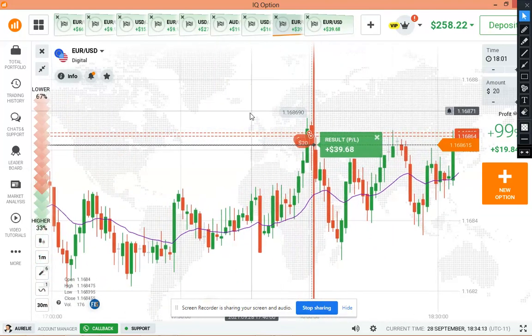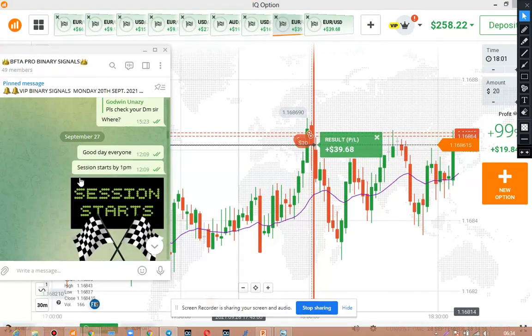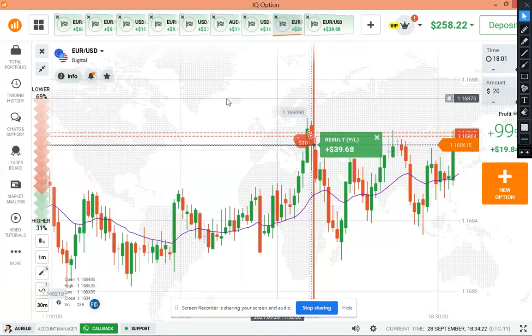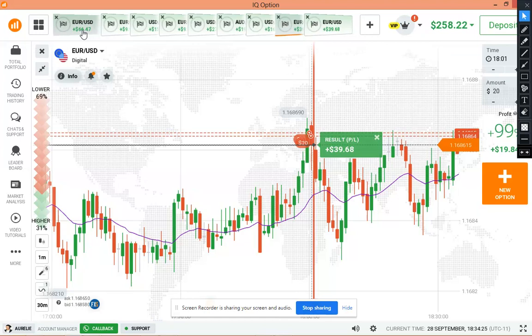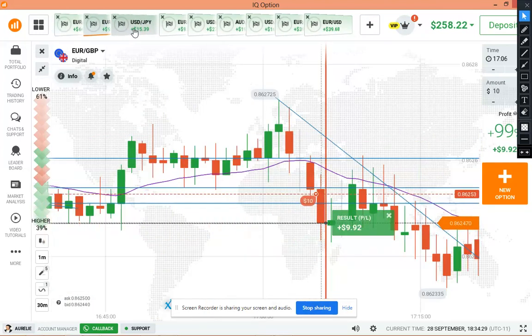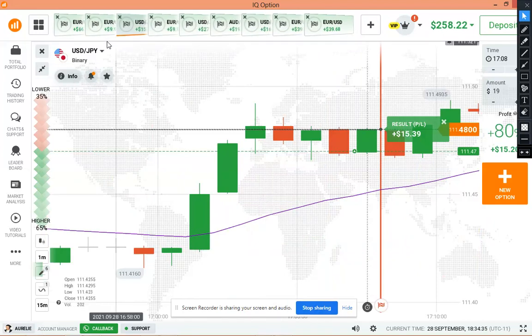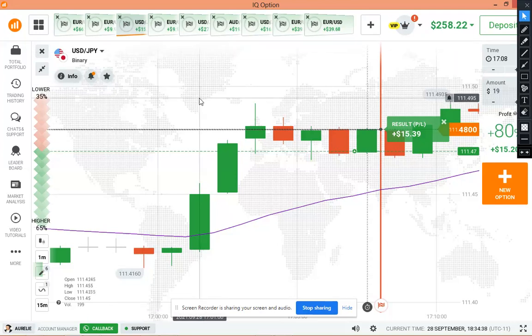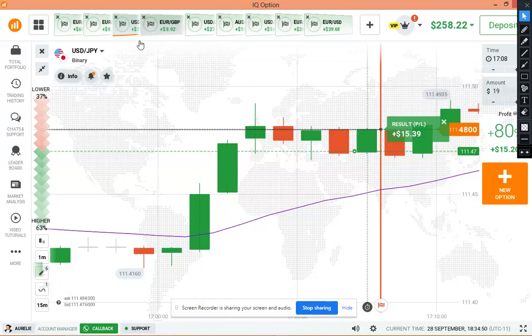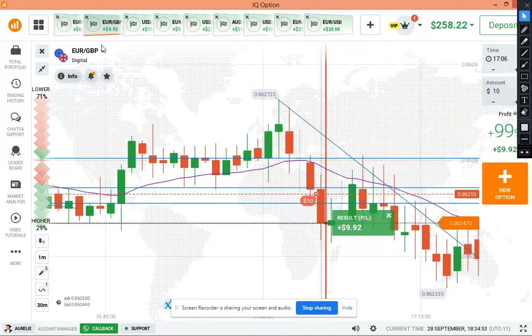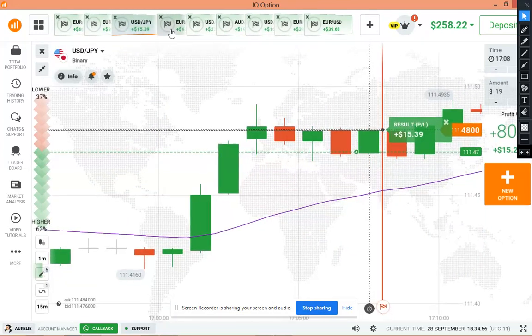Maybe once I find a solution to it, I will share the indicator with the members of the group here, so that they too can use it. Some of the trades were digital and some were binary, because early in the morning I only saw three digital options open. The rest were still closed. Binary also, some currencies are open and still working, but some did not work out. So I'm using digital, like this one. This one is digital, this one is digital, this one is binary.